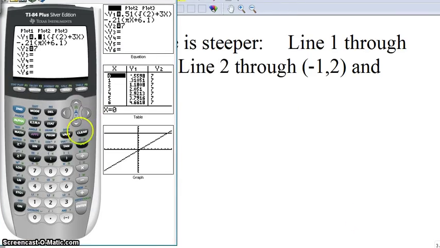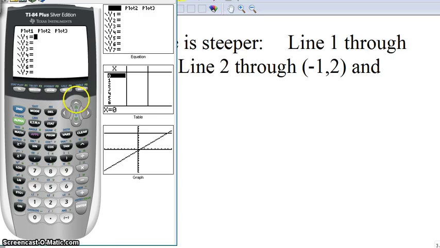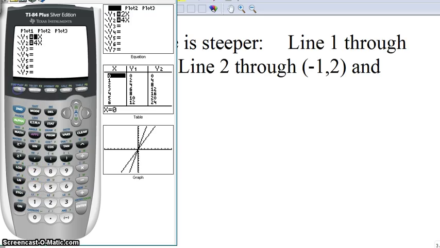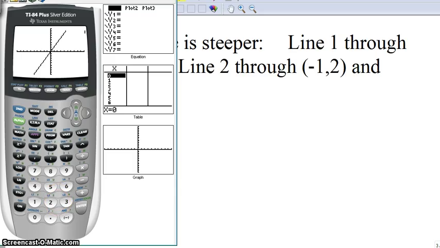Let's go to y equals, and erase all this. If we look at y equals 2x, we see that we have a line with a certain steepness. Now as we make that slope bigger, if we look at y equals 4x, then the line gets steeper. So the bigger the slope, the steeper the line.